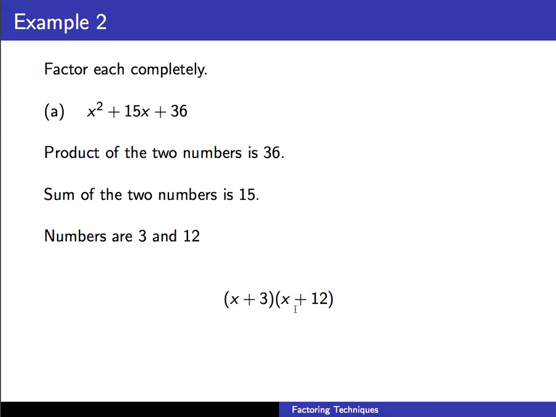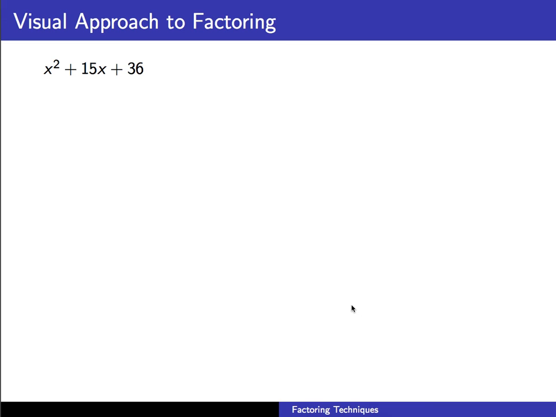And we can always check to make sure we're right by multiplying it out and seeing if we get back to our original expression. So x times x gives us x squared. 12 times x is 12x, 3 times x is 3x, and 12x plus 3x gives us 15x, and then 3 times 12 is 36, so we know that we factored this correctly.